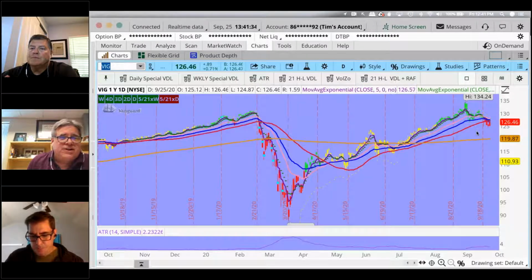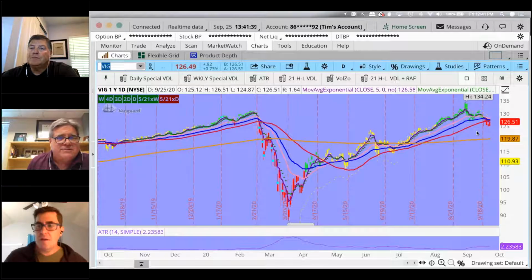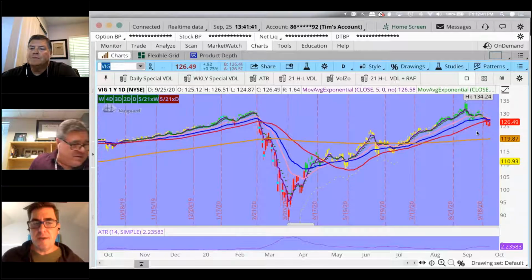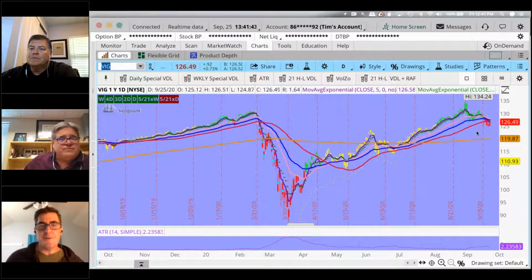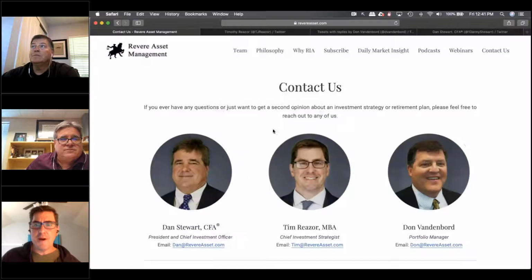But that's why you need sell discipline no matter what you own, growth, dividend. And it's all semantics. If a company's paying a 37% dividend, they're probably not going to be in existence too much longer. There's a reason why.